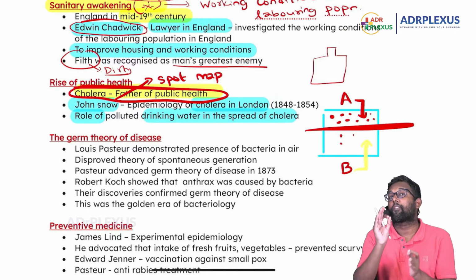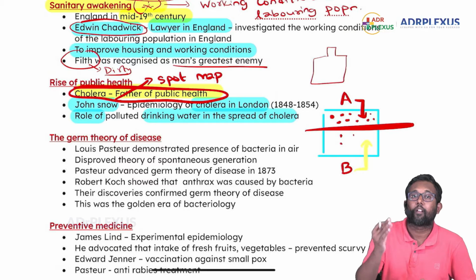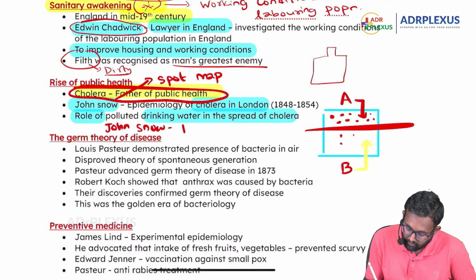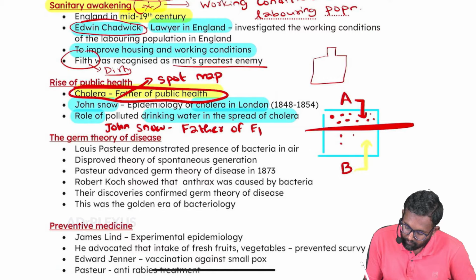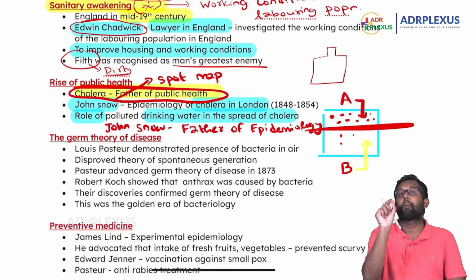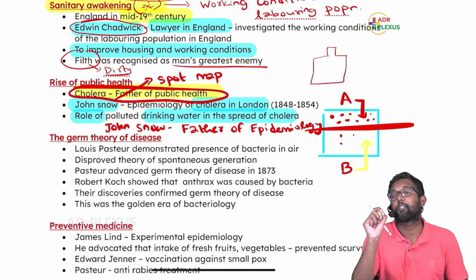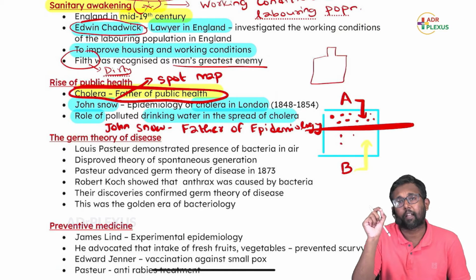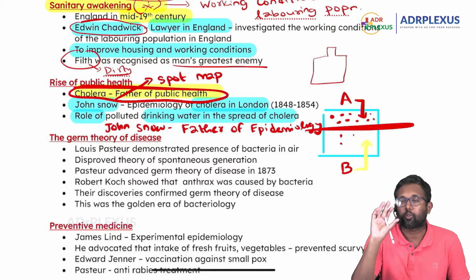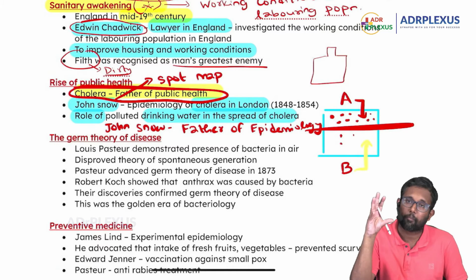John Snow was called the father of epidemiology. This is the point where you can make a mistake. John Snow is the father of epidemiology. But who is called the father of public health? The father of public health is not a person, it is actually a disease, that is cholera. Who is the father of epidemiology? John Snow.